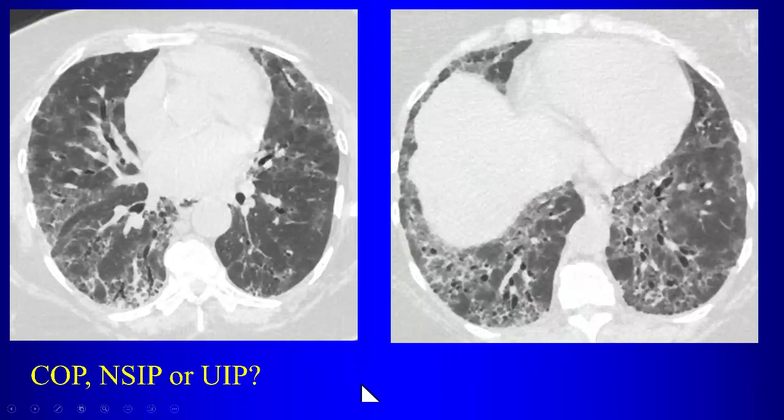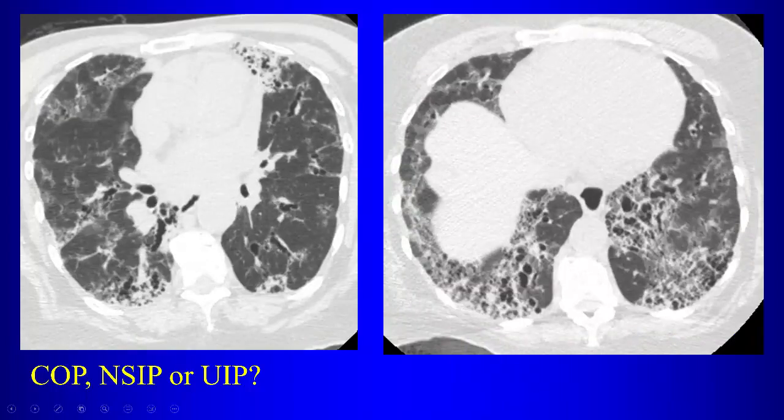COP, NSIP, or UIP? Well, what are the findings? How would you describe the abnormalities here? You have peripheral ground glass opacities, right? We do have traction bronchiectasis. Do we have honeycombing? No? So what do you favor? It is a fibrotic lung disease, right, with the traction. So here we like NSIP, okay?